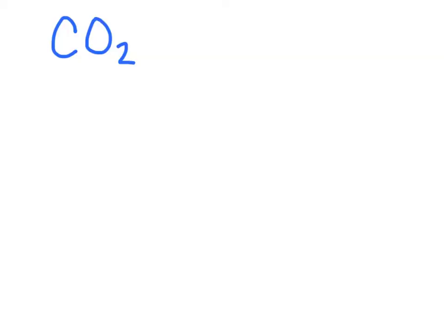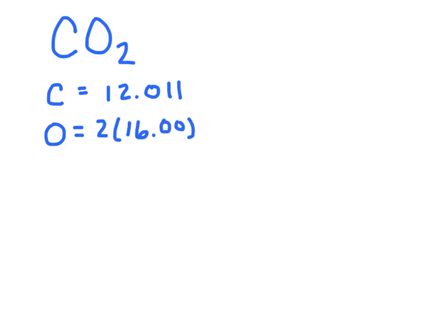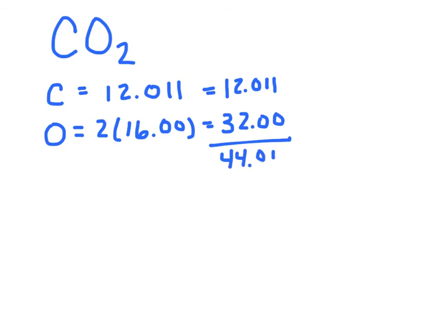Alright, looking at CO2. Remember, as we do it, to add up the mass: carbon is equal to 12.011. Oxygen is equal to 2 times 16.00, so we would end up here with 32.00 and 12.011 for a total of 44.011 grams in 1 mole. Now to find percent composition, you just take each part over the whole.